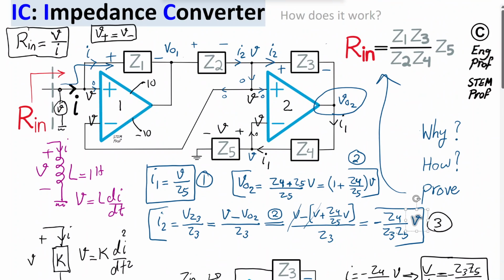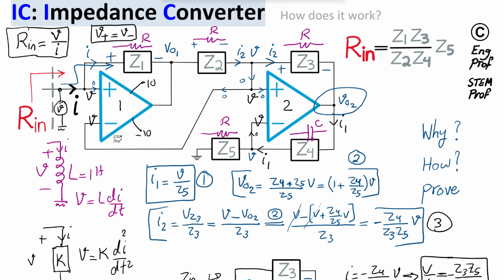Let me use a different color. So if Z4 is a capacitor C, and if Z5 is a resistor, so I'm going to select Z5 as a resistor R. And then for Z3, I am going to select it to be a resistor as well. So effectively, I'm utilizing the inversion and also a negative impedance conversion. And then for Z2, I'm going to select another resistor R. And for Z1, let's say another resistor R.